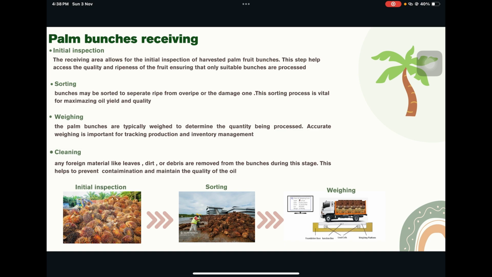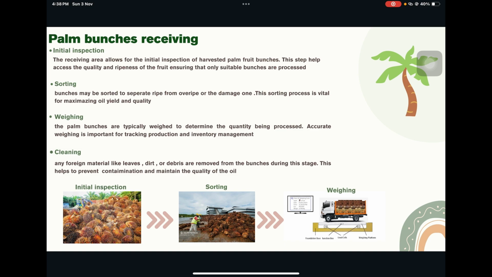After that is sorting. What is sorting? Bunches may be sorted to separate ripe from overripe or damaged ones. This process is vital, meaning important, for maximizing oil yield and the quality of the palm oil. The third one is weighing. The palm bunches are typically weighed to determine the quantity being processed. Accurate weighing is important for tracking production and inventory management.